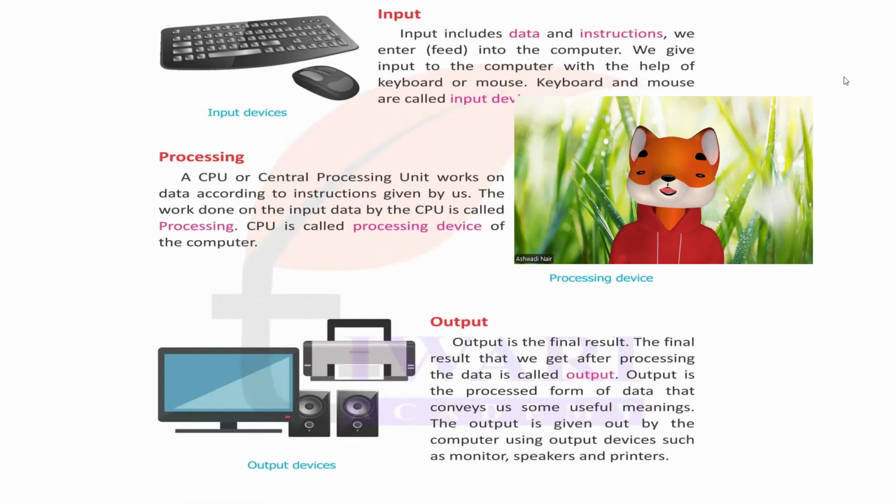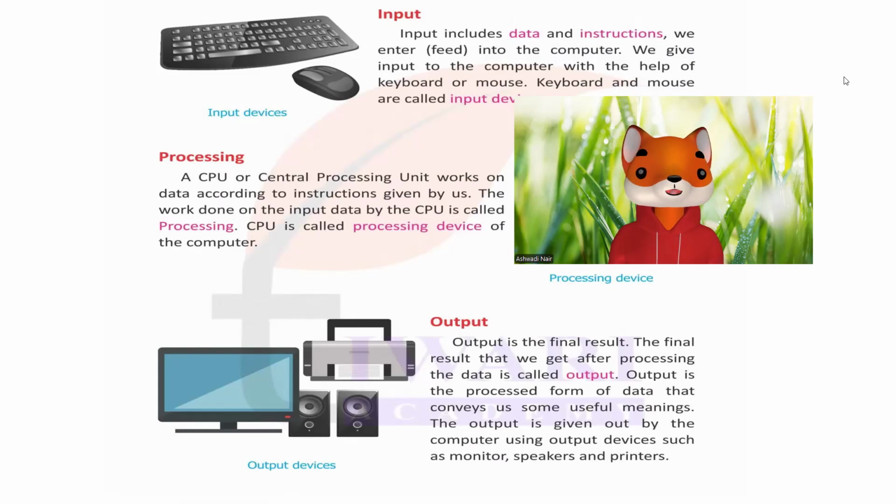Central processing unit works on data according to the instruction given by us. The work done on the input data by a computer is called processing. So how will the CPU process? It will take the input data and after that it will process the data, and with the use of an output device, it will show you that data.